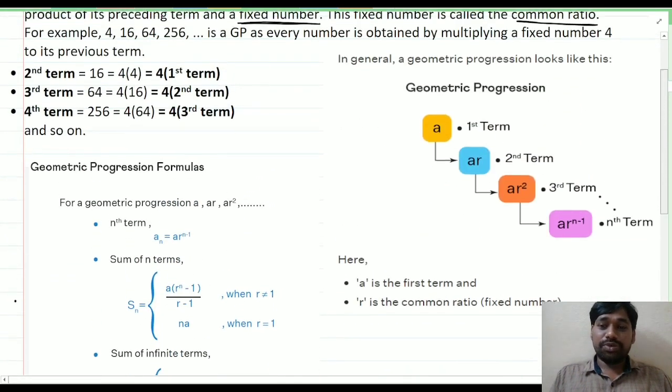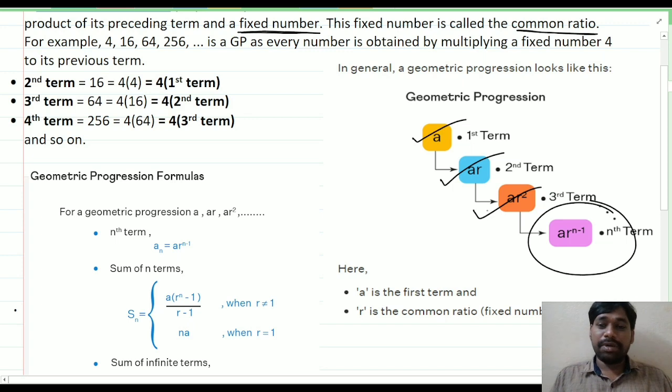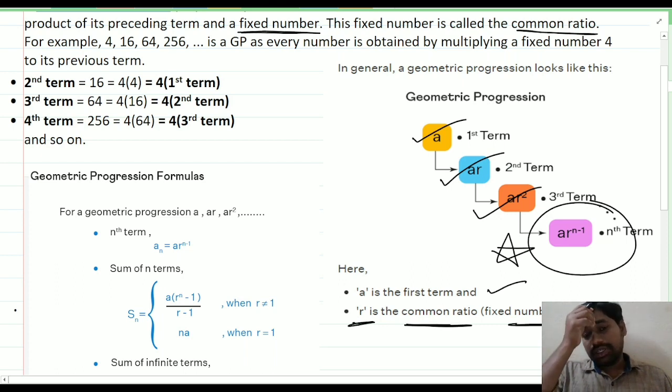So if you see, the first term is a, second term ar, third term ar square, nth term is ar^(n-1). Where a is called the first term and r is called the common ratio or fixed number. So up to here we have the syllabus.